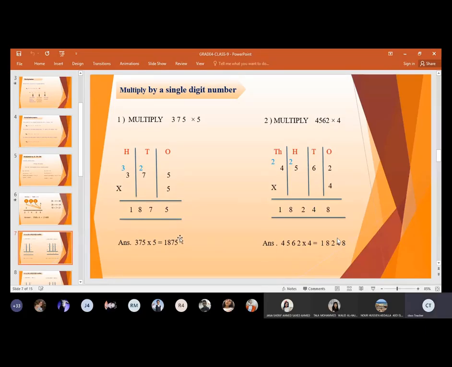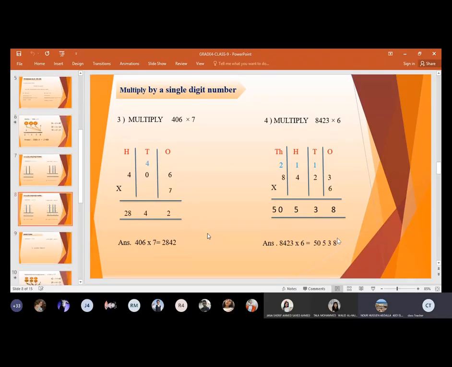Okay, the next one. Next sum, listen. Now, multiply a single digit number. That means multiply the number 406 by 7. So what is the first step? According to the place value, you write that number. So 6 in the 1 place, 0 in 10 place, and 4 in 100 place. So the number is multiplied by 7. Okay, so write that multiplication symbol.